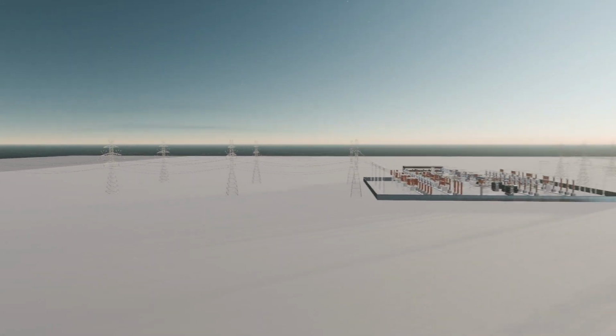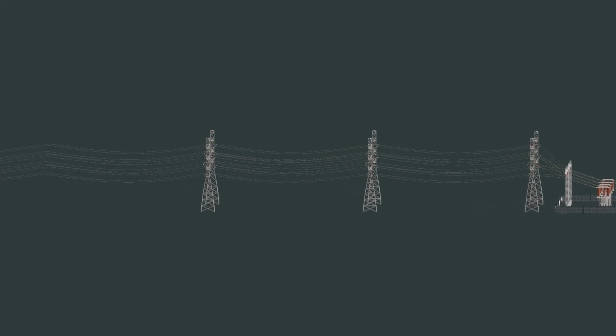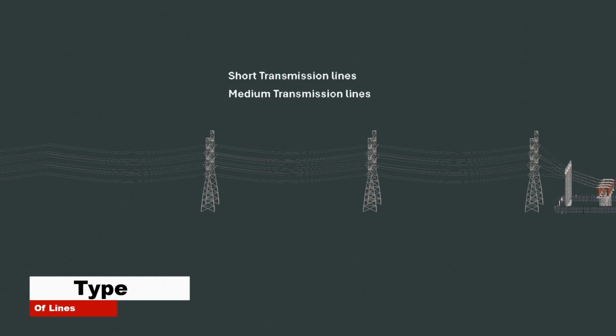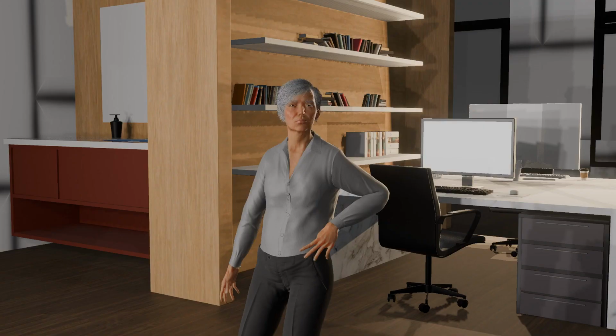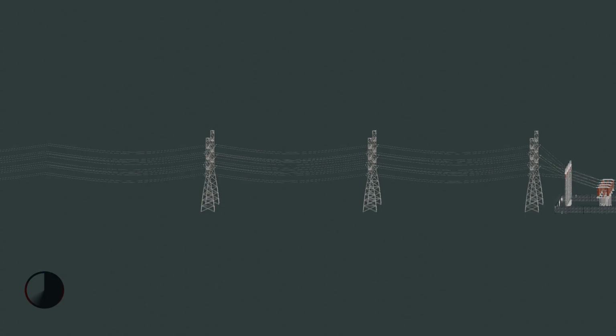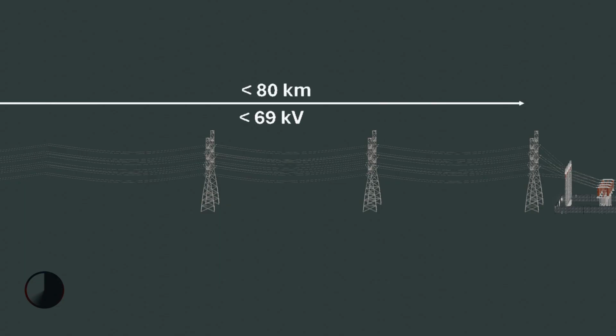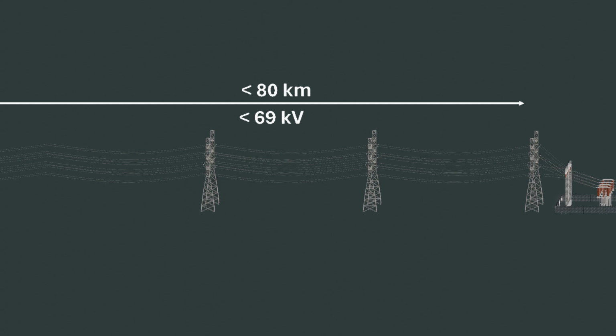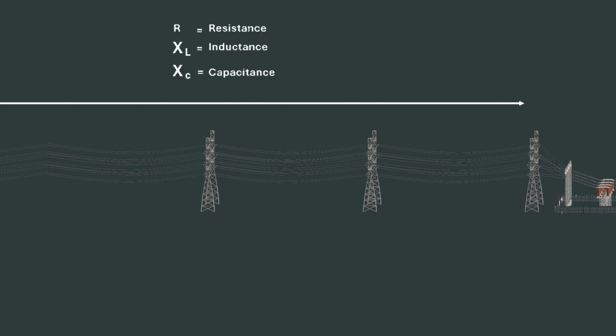And it is on this note that transmission lines can be categorized into three: short transmission lines, medium transmission lines, and long transmission lines. A short transmission line has an effective length of less than 80 kilometers, with a voltage rating of less than 69 kilovolts, unlike medium and long transmission lines, which have a longer line length. In short transmission lines, the line charging current is negligible, and hence the shunt capacitance can be ignored.